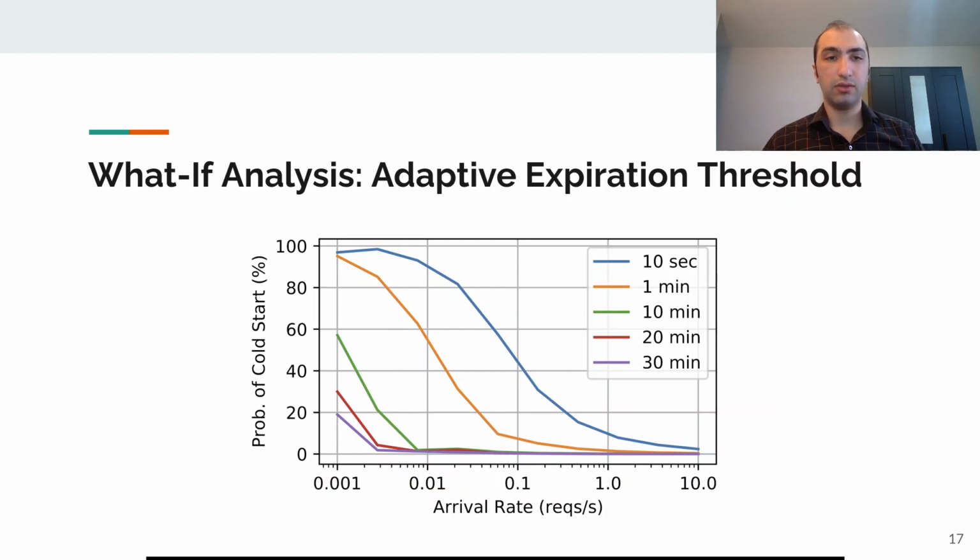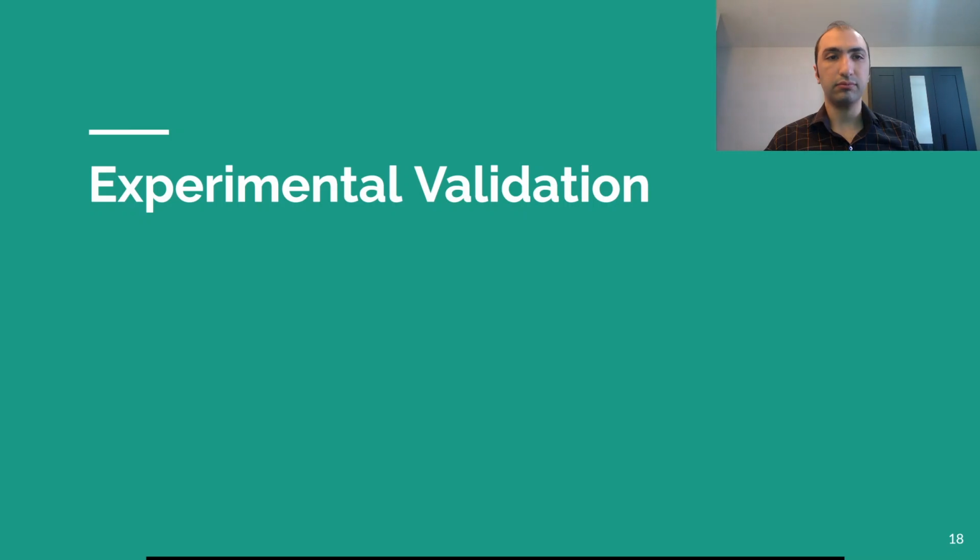And knowing this kind of behavior, you can predict in advance that if I were to change my expiration threshold, how will it affect my quality of service? You can also calculate how it would affect your incurred costs and try to come up with a better trade-off for your system. Now, this brings us to the experimental validation of the system.